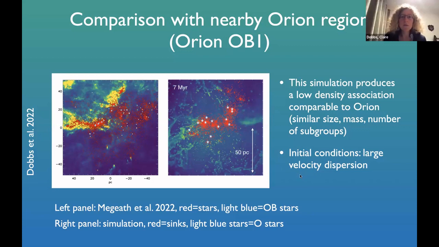Yeah, so we ran a number of simulations. Some of them just produced 1 or 2 big clusters, but this one was characterized by a relatively low initial gas density and quite large velocity dispersions. There's quite large dynamics in the velocities.